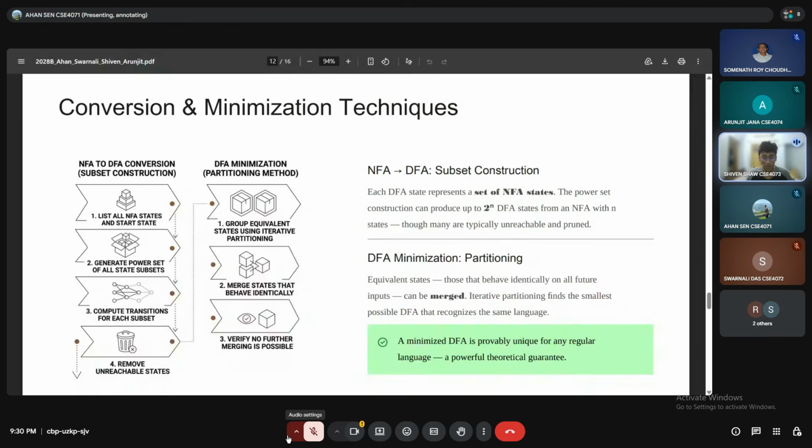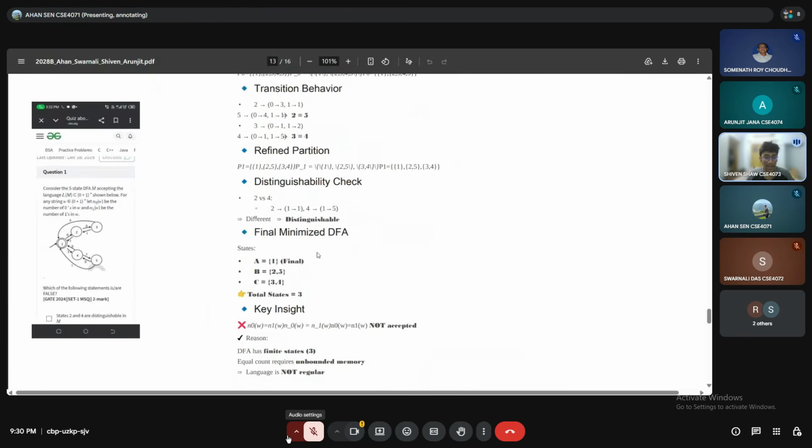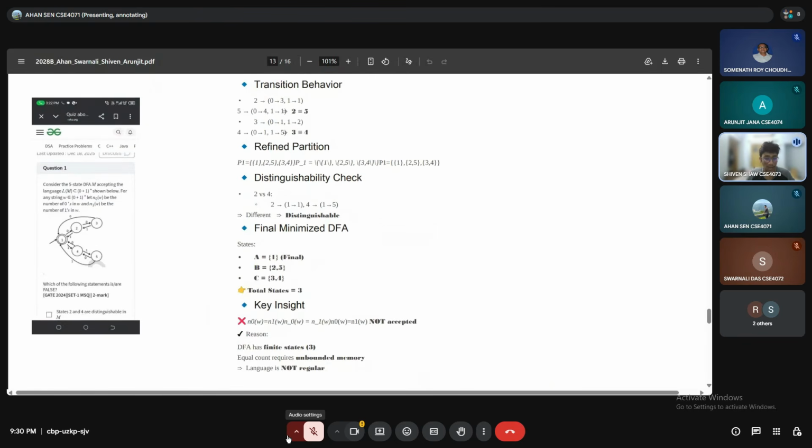Go to the next slide, please. In this slide, we are doing an example. First, we divide the states into final and non-final states. One is a final state and the rest are non-final. So we divide them. State one is accepting, others are non-accepting.